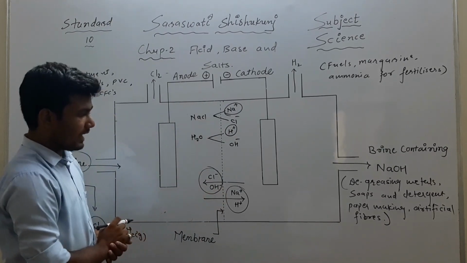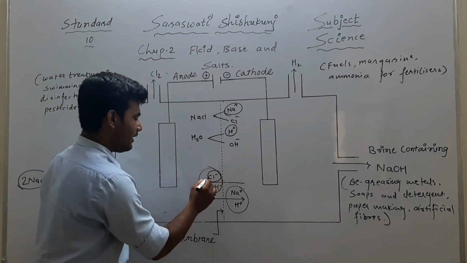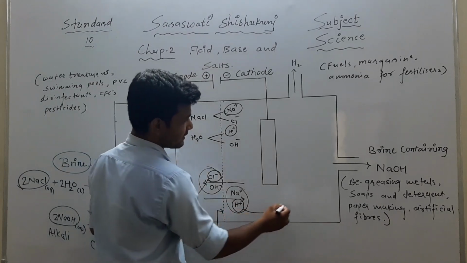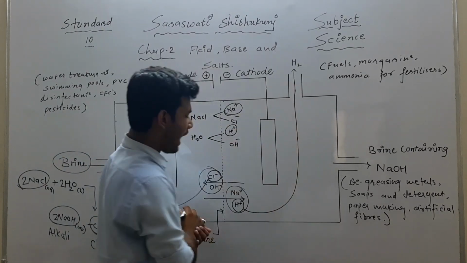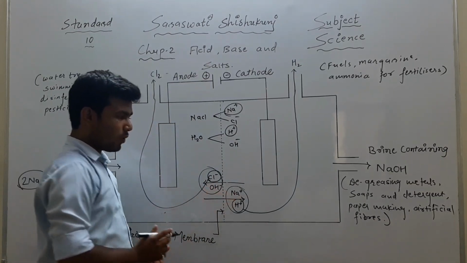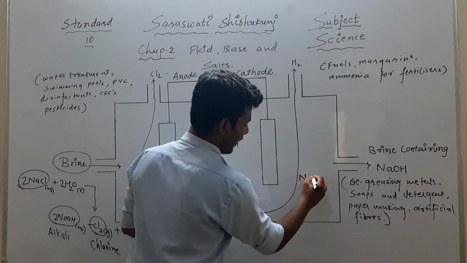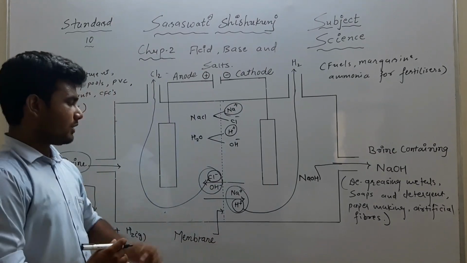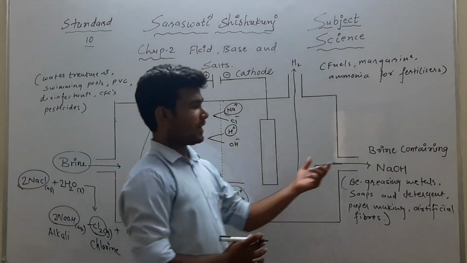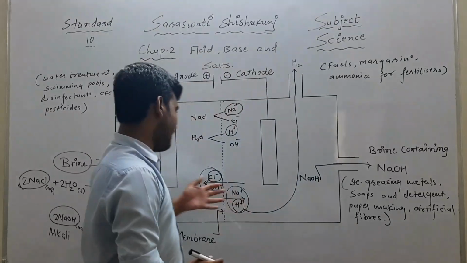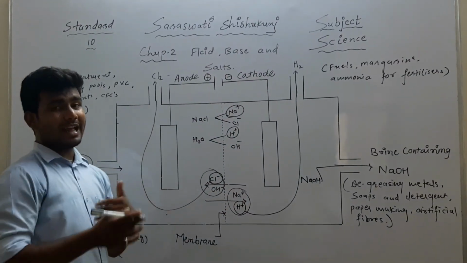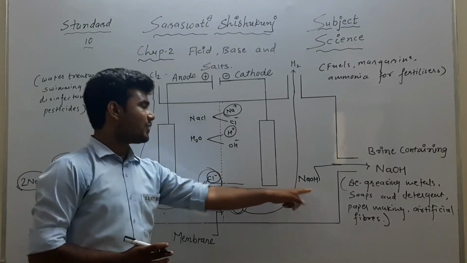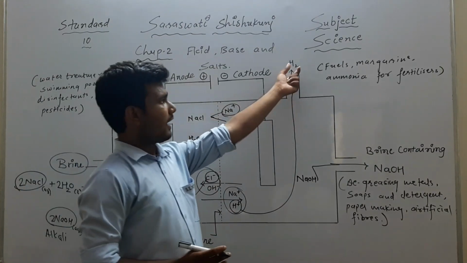Now this Cl will get released as chlorine gas, and this H plus will also get released in the form of hydrogen gas. Now this Na plus and OH minus will form our NaOH, which is removed like this. So this is the process of preparation of NaOH, in which we have taken brine and water, and by doing the electrolysis process on it, there will be formation of NaOH, chlorine and hydrogen.